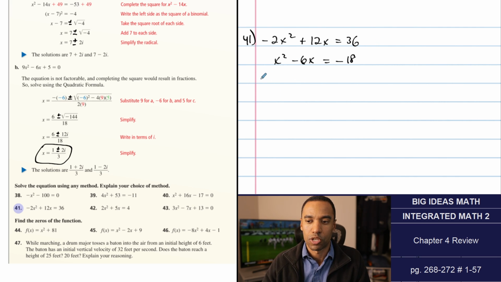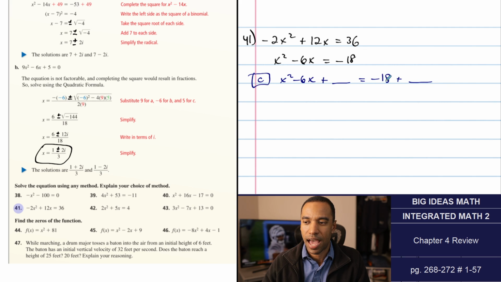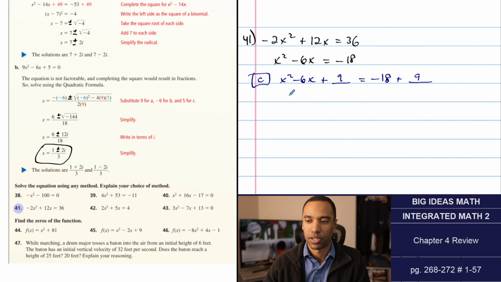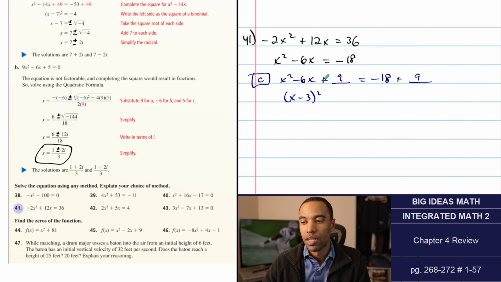You know me, completing the square is my go-to as long as I have a 1x squared and an even linear coefficient. The negative 18 is already on that side. That's just by nature of the problem. But we're going to be adding the same thing to both sides. That'll be a 9. This will factor to x minus 3 quantity squared, and on this side you get negative 9.